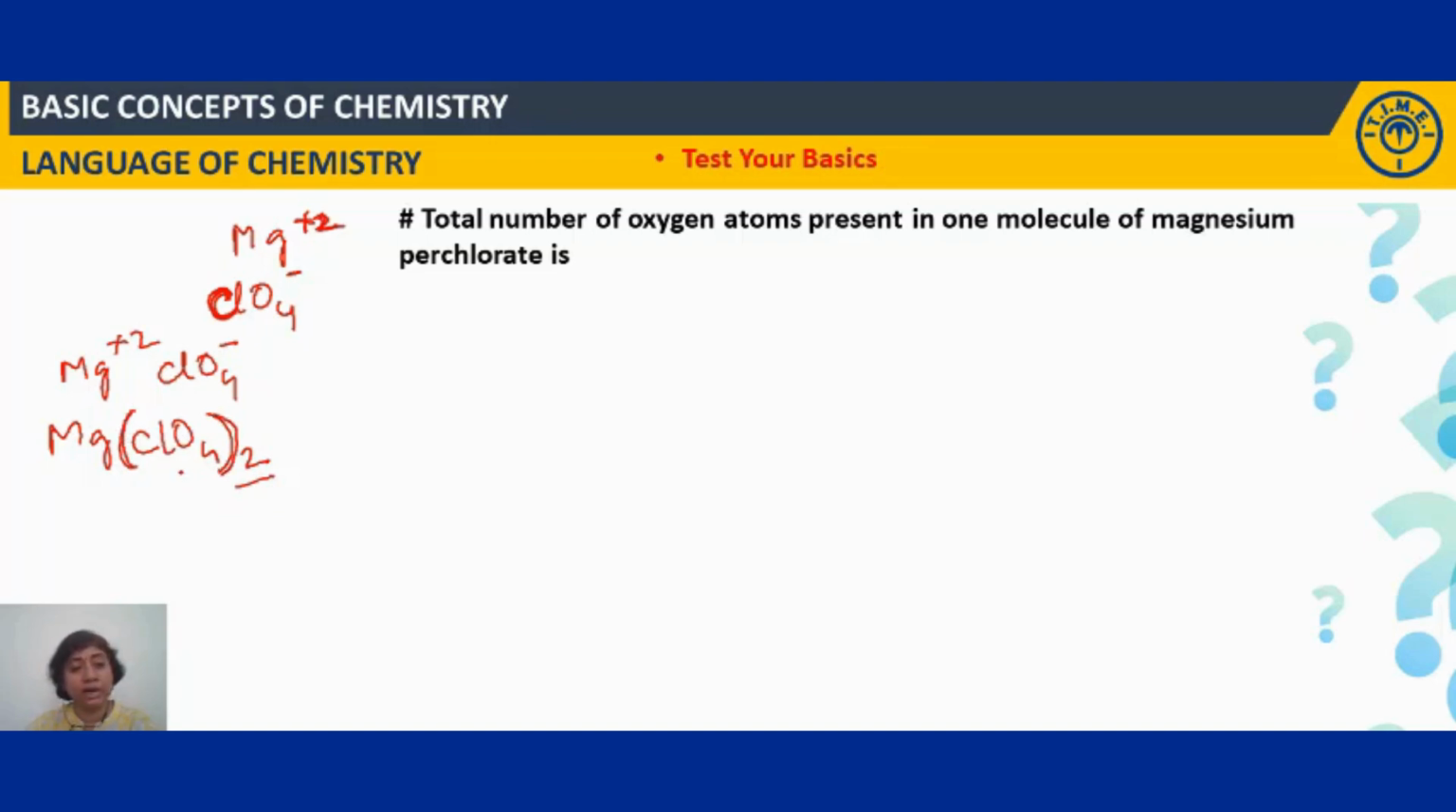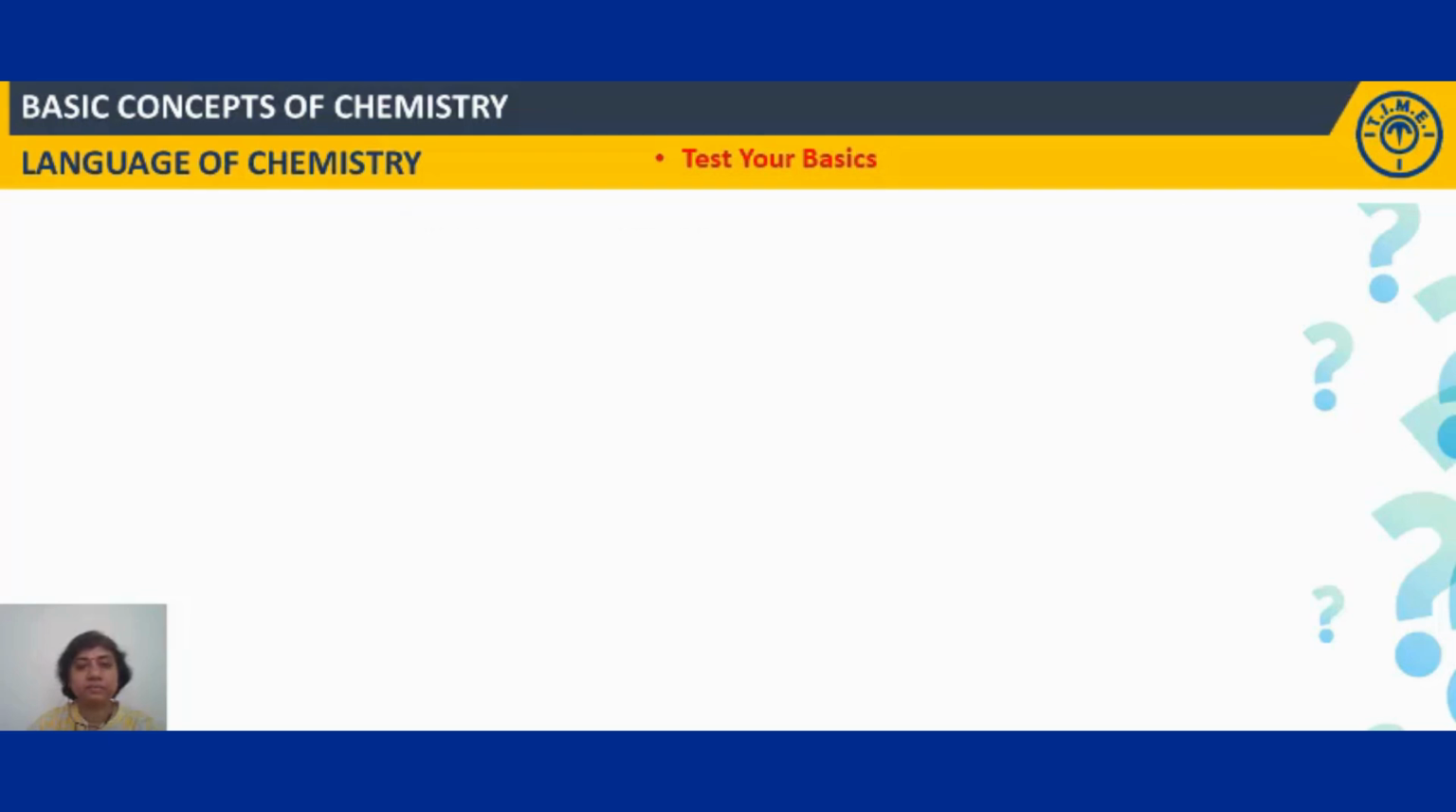Good. So the number of oxygen atoms present in one molecule of magnesium perchlorate: the ClO4 radical is taken twice. In one radical 4 oxygen atoms are there, so in 2 radicals how many oxygen atoms? 4 into 2 is 8. So the answer should be 8. Okay. Let's look at the options. 5, 3, 2, 8. So option is 4. Good. Choice 4.